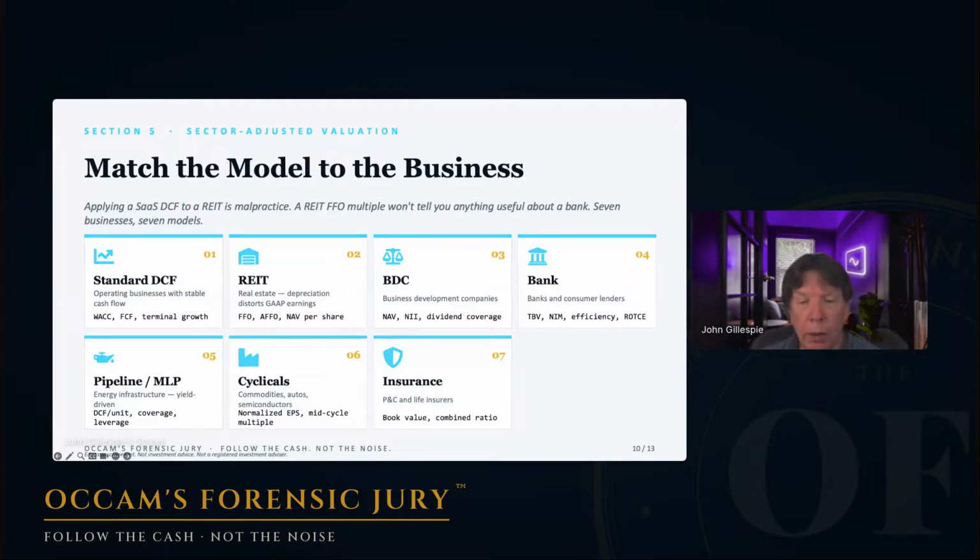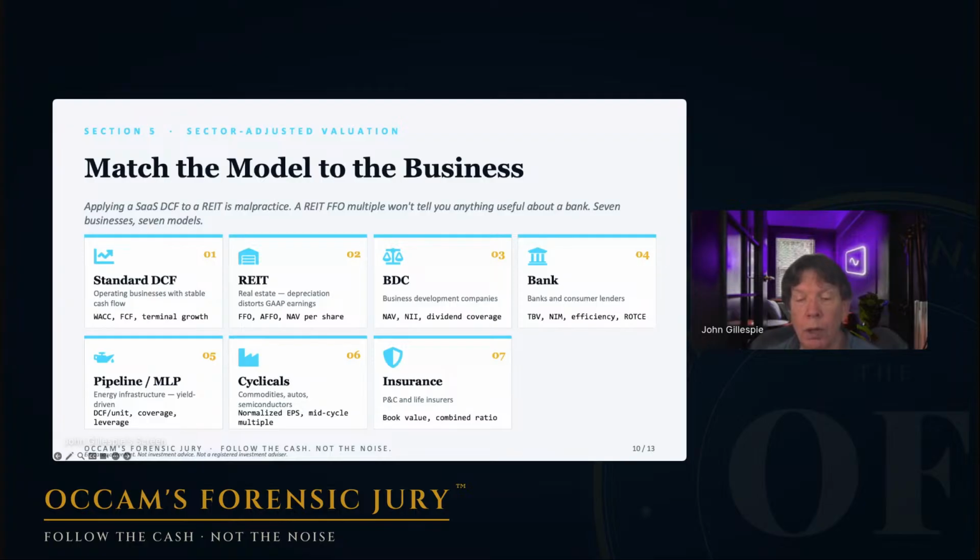This slide is the one that separates serious investors from people who learn valuation from a single video. Applying a software as a service style DCF to a real estate investment trust, a REIT, is malpractice. A REIT FFO multiple won't tell you anything useful about a bank. The model has to match the business. For most operating businesses with stable cash flows, a standard DCF, that's discounted cash flow, works.